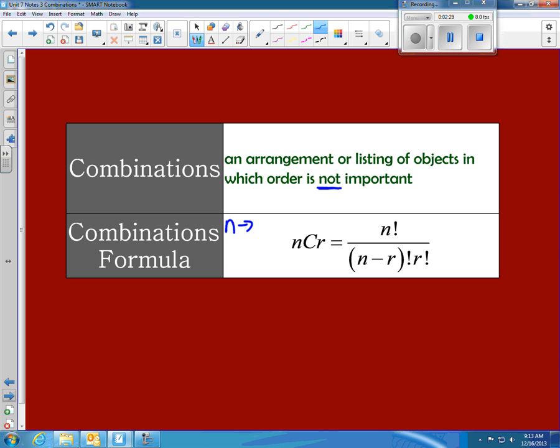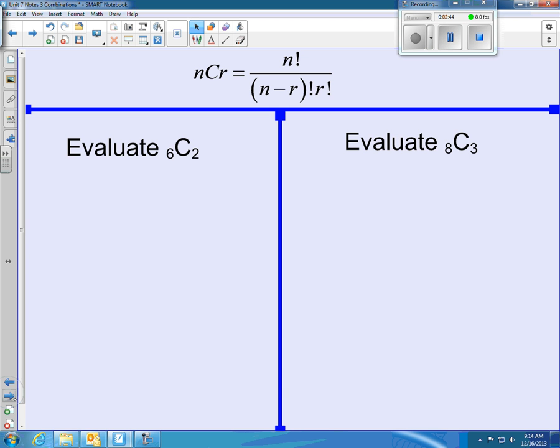So that makes our formula for combinations a little bit different than for permutations. N still is going to represent our total, and R is still going to represent the number we are choosing. The only thing that's going to be different here is that we have that R factorial now at the end added on. Okay, so let's go ahead and use these just starting with the basic formula. So our N is 6 and our R is 2.